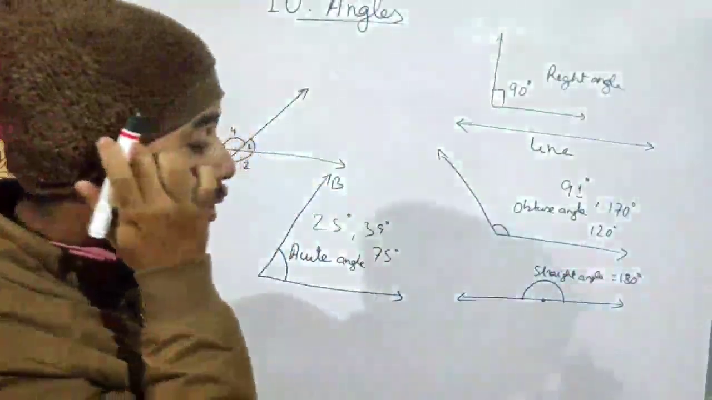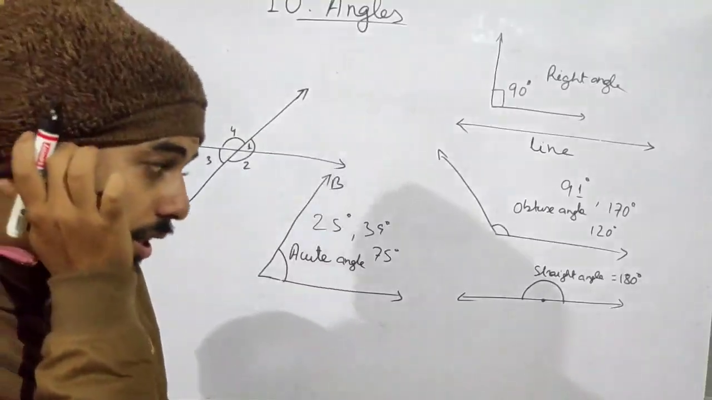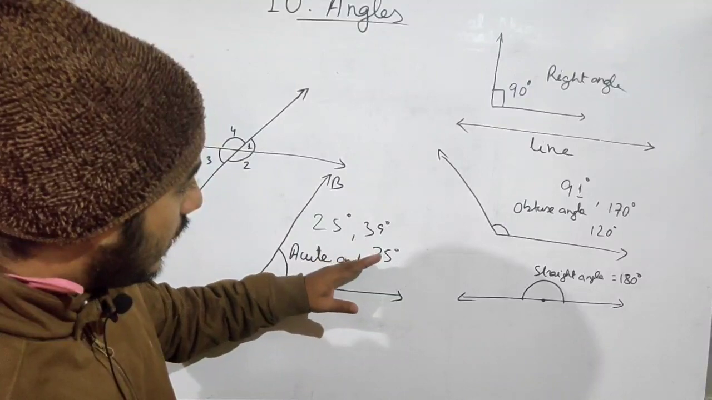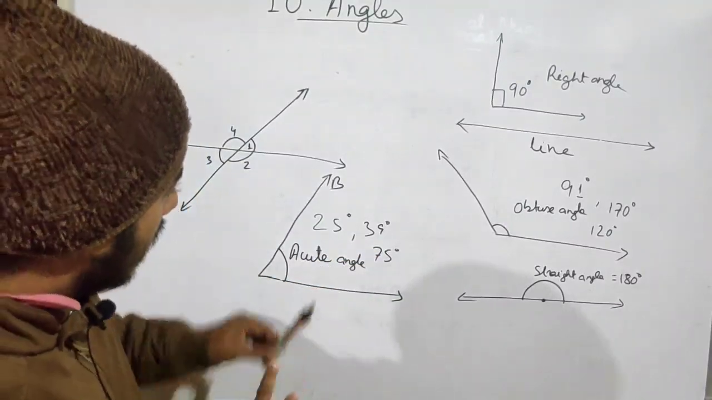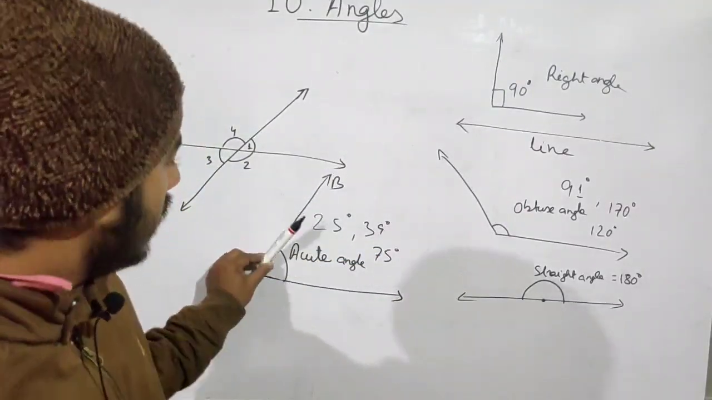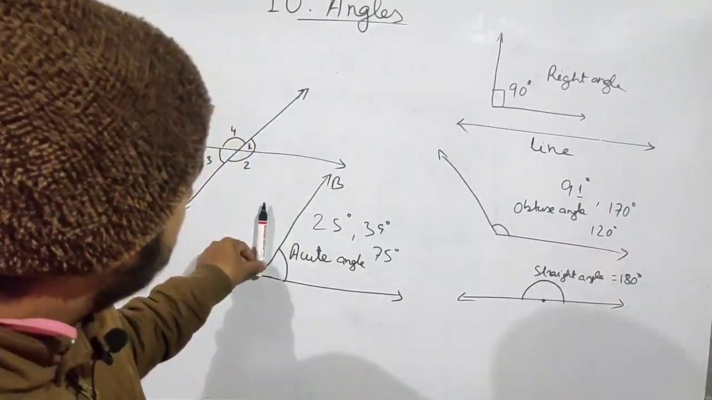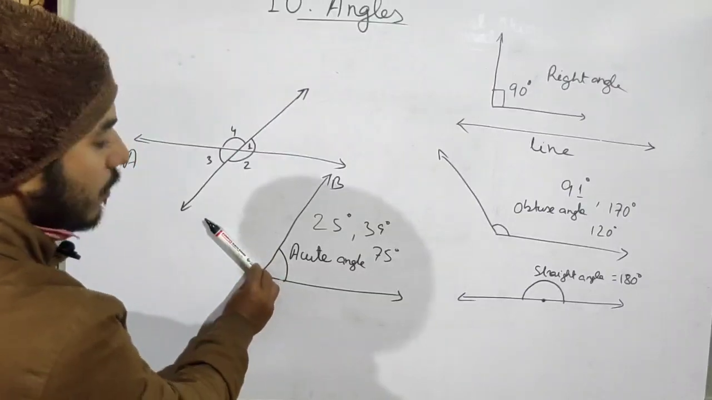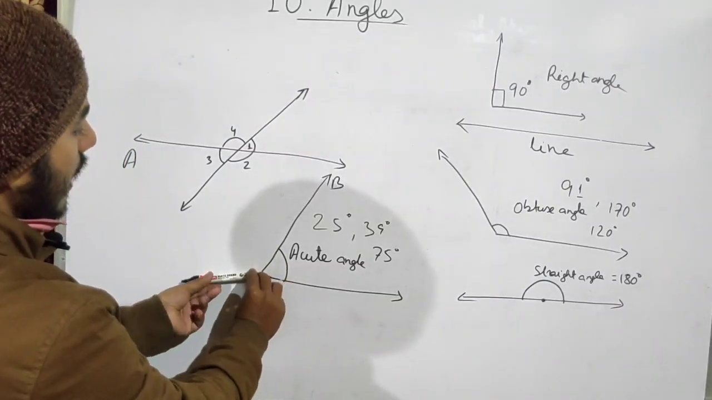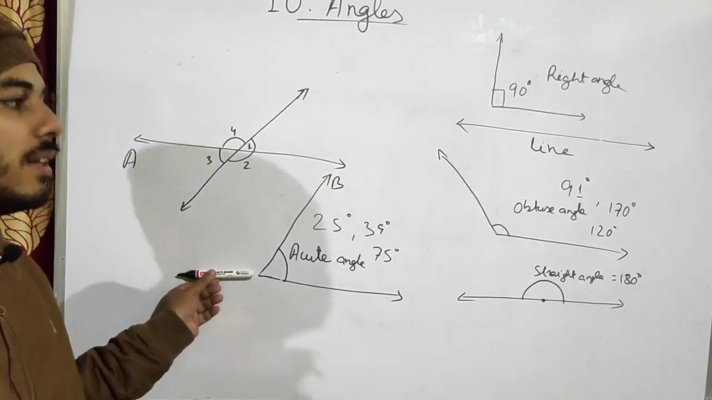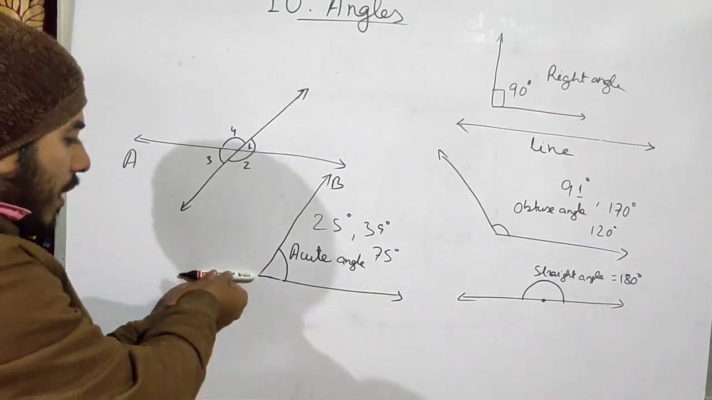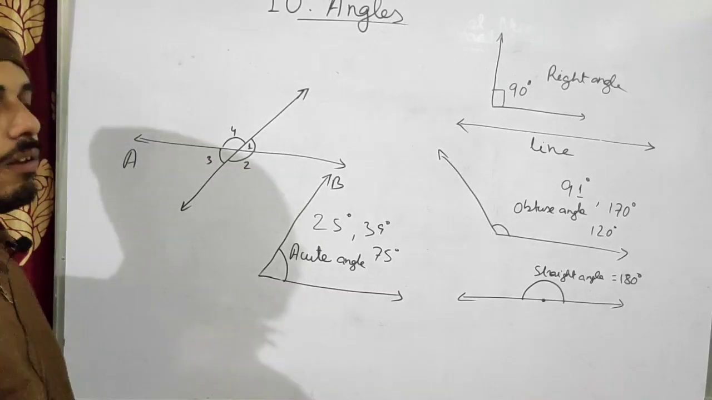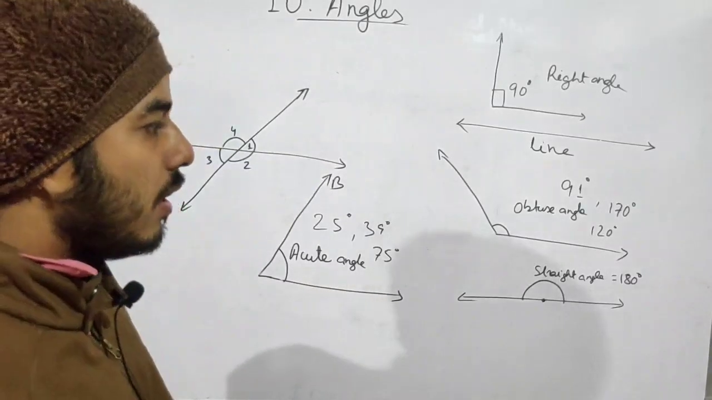We have one more type of angle in our book, that is the reflex angle. First is the acute angle, smaller than 90 degrees. This ray is moving like this. If it becomes straight, it becomes a right angle. If it moves further, it becomes an obtuse angle. Then it becomes a straight angle. If it moves further, it becomes a reflex angle.